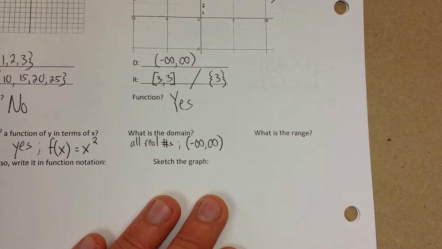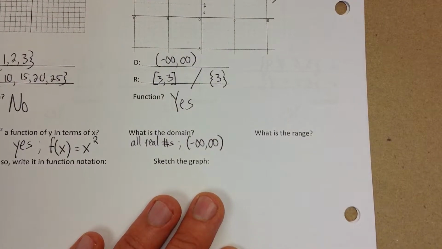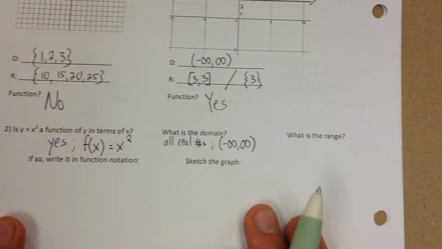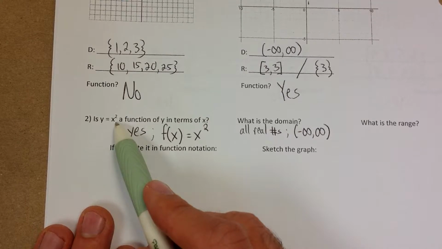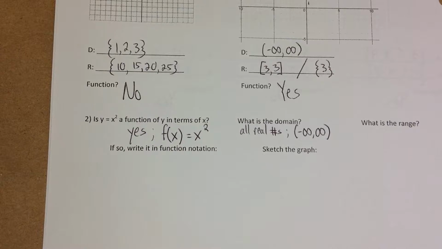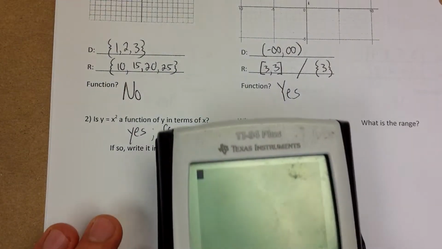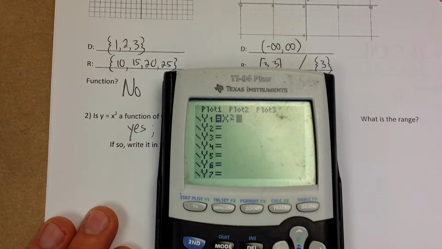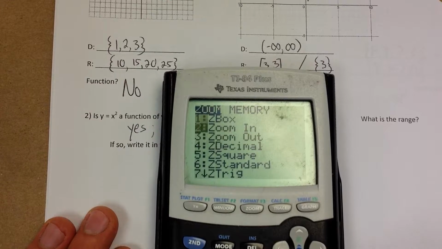Jessica, the range? 249? Okay, so there are many other numbers that are possible y values in this relationship y equals x squared. You gave us 3 of them. What might help you is to look at the graph. You could use a computer, a mobile device, graphing calculator. I'll use the graphing calculator, and I'll graph y equals x squared. I'll just use a standard zoom window.